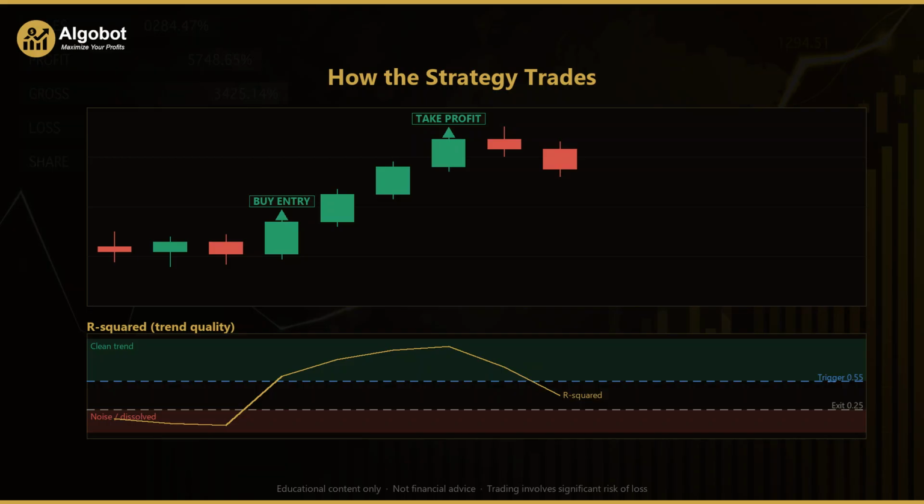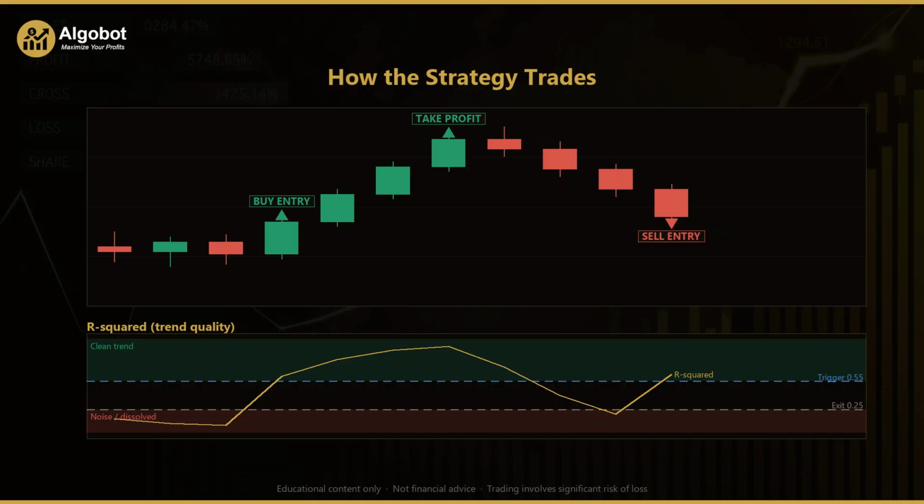Watch what happens next. Candles 4, 5, and 6 each close higher in an orderly staircase, and R-squared climbs even further, towards 0.9, confirming the trend is getting straighter and stronger. On that sixth candle, price reaches the take-profit target, and the long trade is banked. Notice the strategy didn't need to chase. It entered as the structure emerged and rode the clean part of the move.